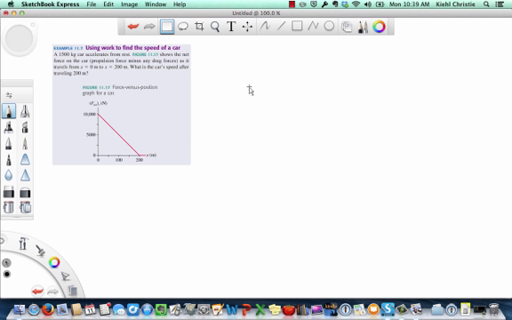Alright, you guys, I got another example for you. This is an example about work done by a variable force. And AP likes to ask lots of questions like these, so I thought I'd show a basics example to just give you an idea what they look like.